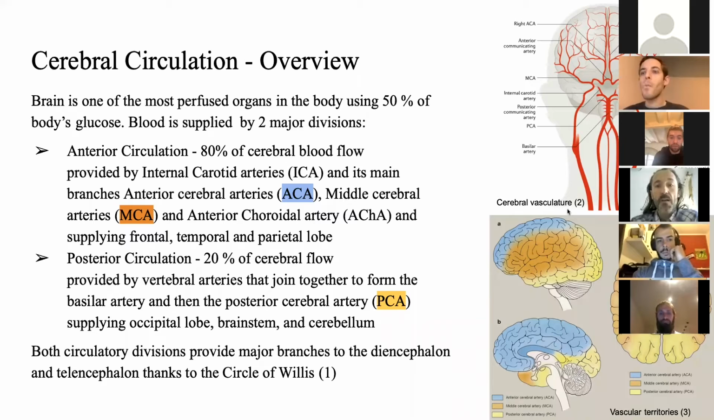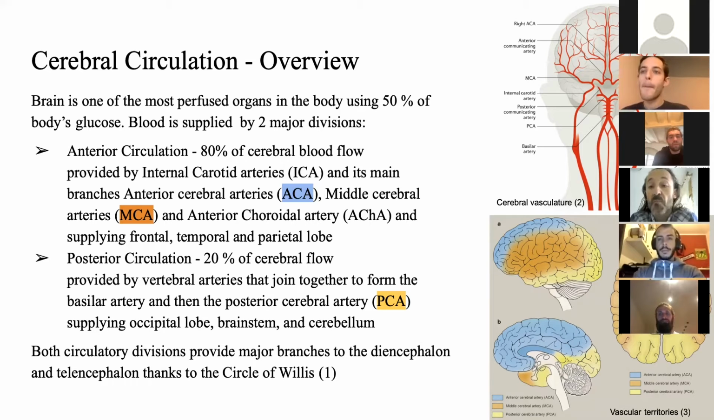Okay, so first I have an overview. The brain is the most energy-intensive organ of the human body. Even though it is 2% of the total body mass, it uses 50% of the body's glucose, so it is one of the most perfused organs.